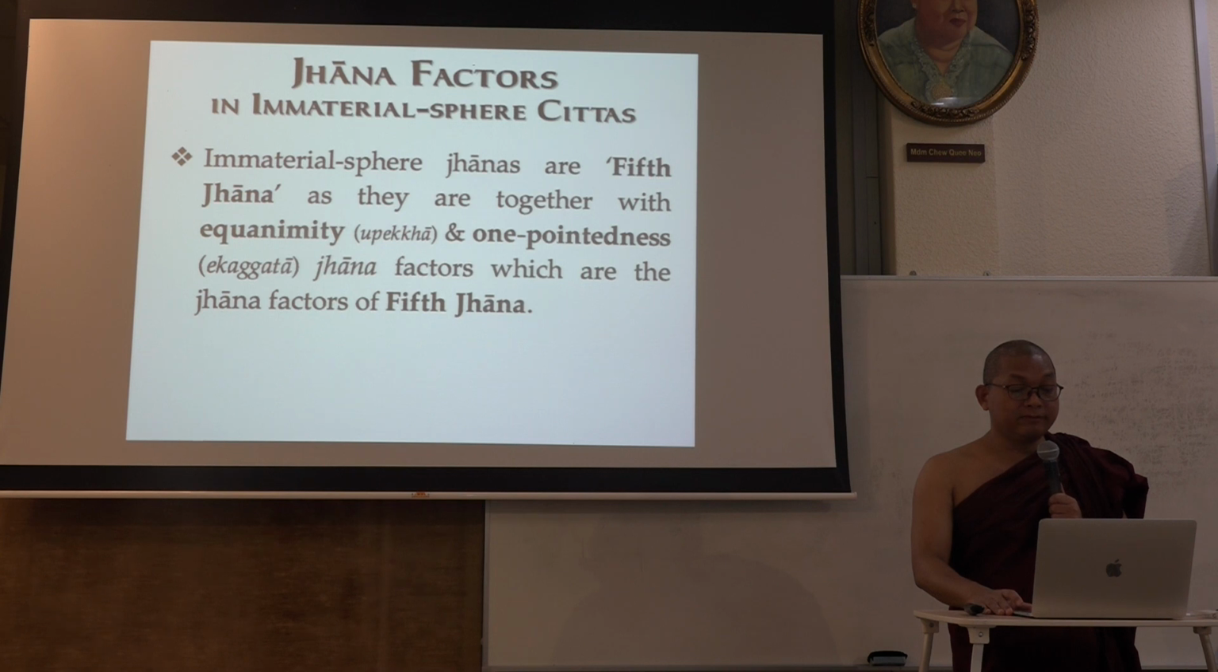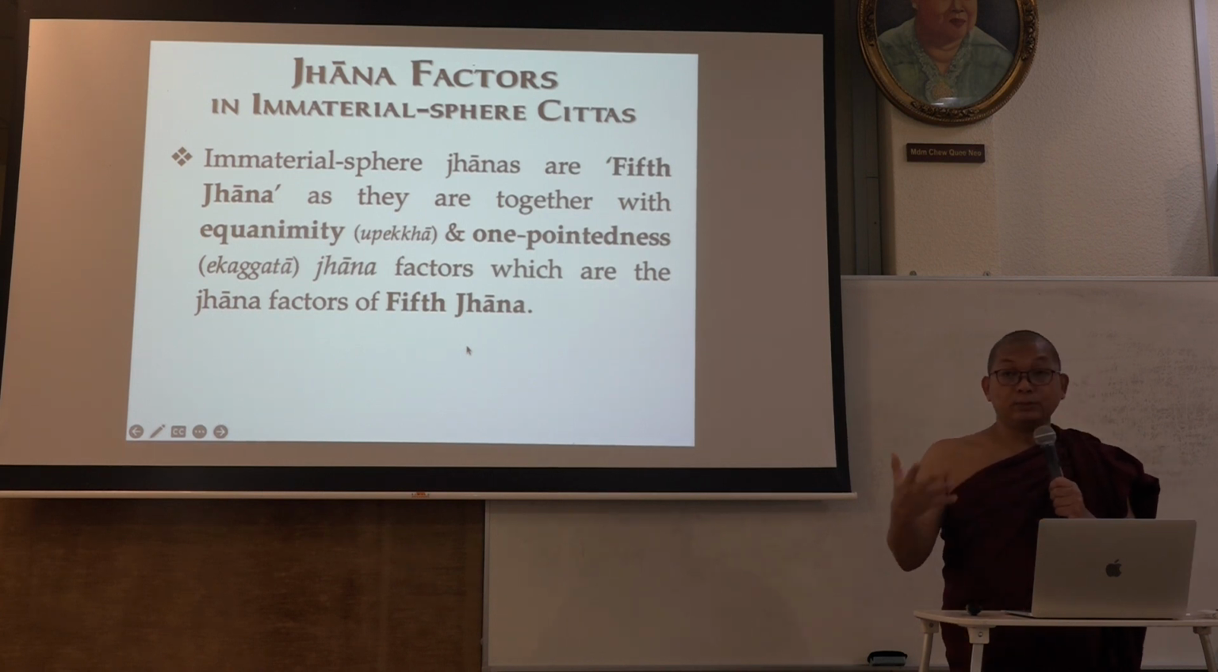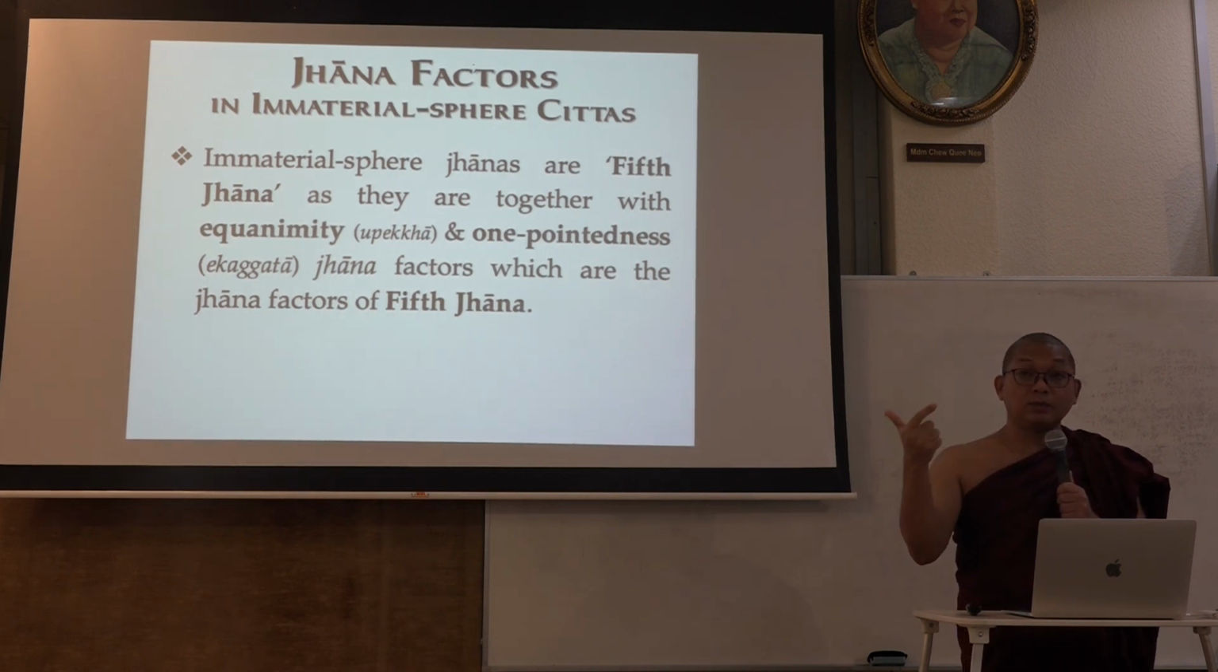Jhana factors in immaterial sphere chaitas. When you look at arupa chaitas, you will not see what the jhana factors are, right? Immaterial sphere jhanas are the fifth jhana in the Abhidhamma model, because they are together with equanimity and one-pointedness. The fifth jhana in rupa chaitas has only two jhana factors, equanimity and one-pointedness. Here also in arupa jhanas, you have only two jhana factors, equanimity and one-pointedness. So the jhana factors do not change, they are the same.